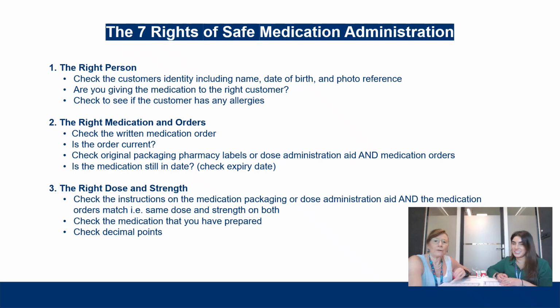Okay, so let's go through this. And we're going to stop for a break after we've done the 7 rights of safe medication administration. So the right person: we check the customer's identity, including name, date of birth, and photo reference. Are you giving the medication to the right customer? Check to see if the customer has any allergies. Always double check allergies.